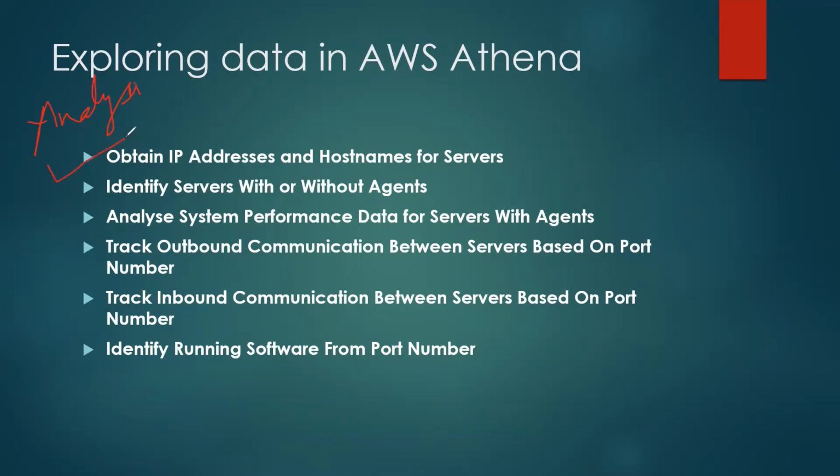Here we will see how many servers are collected, what their IP addresses and host names are, and also identify servers with or without agents running, analyze system performance data using the agents, track inbound and outbound communication between servers based on port numbers, and identify software from port numbers. So we will assess the servers from various aspects: the performance of the server, the inbound and outbound connections the servers are making, what software is running on the servers, and to what port numbers they are making the connection. Again stressing that the more information we have, the better we can create a similar kind of infrastructure over the AWS cloud. We will gather all that information using AWS Athena.